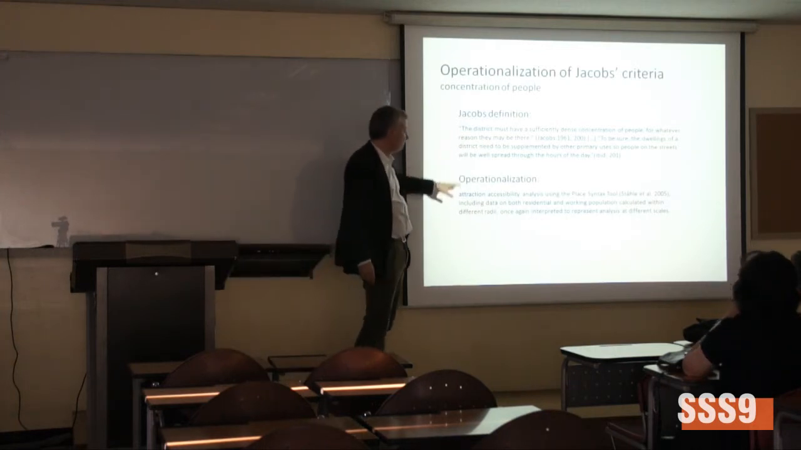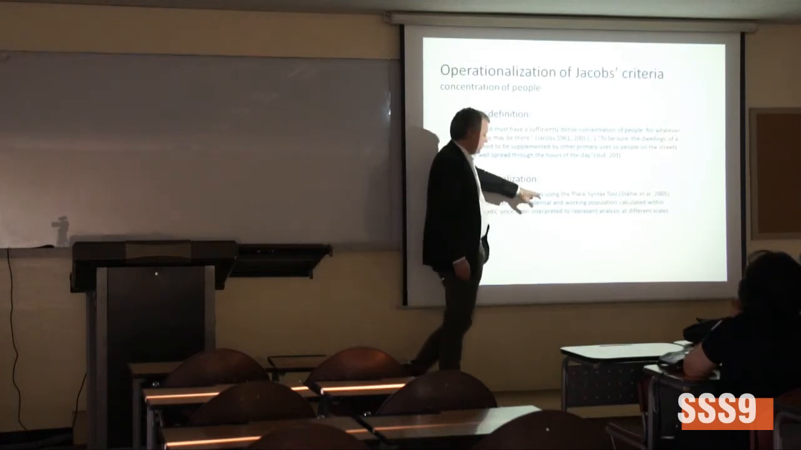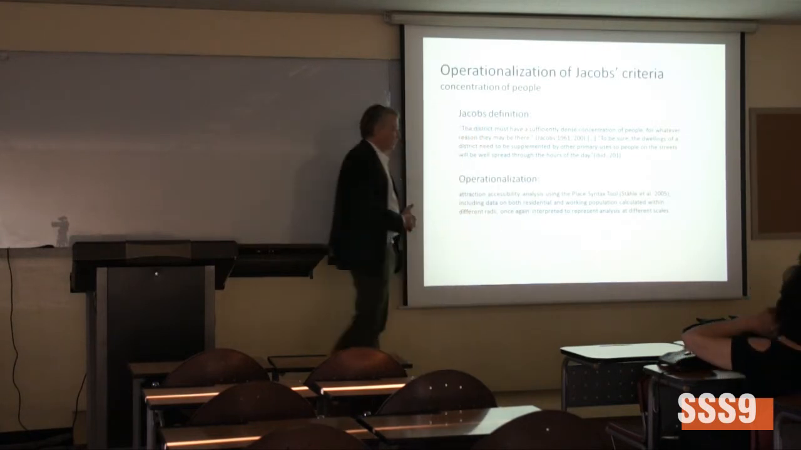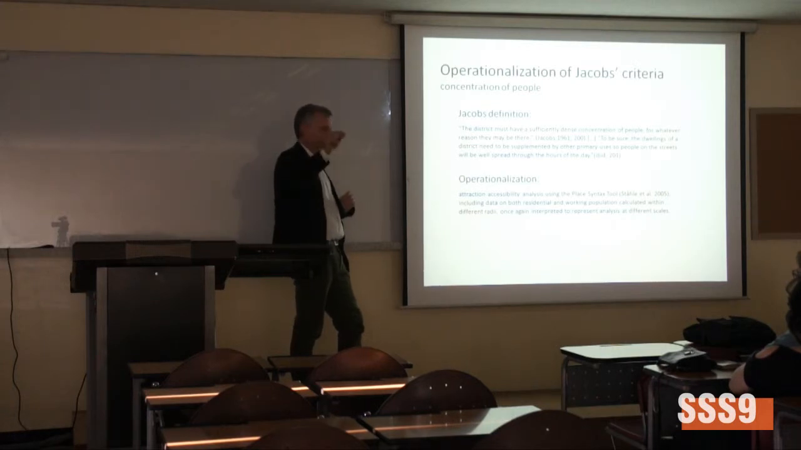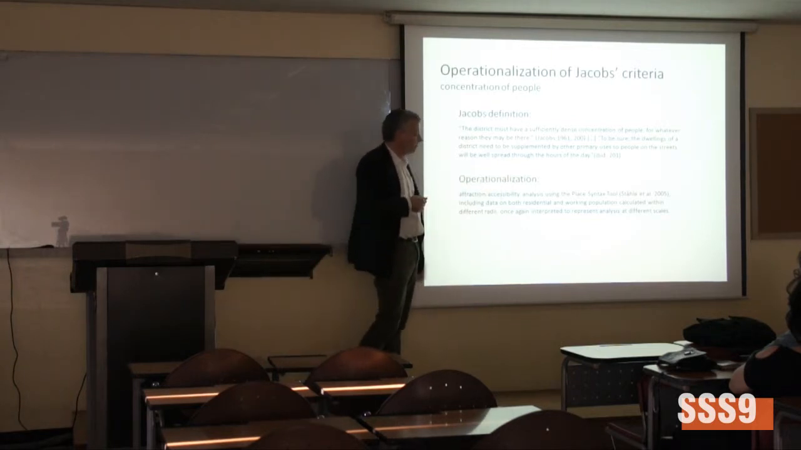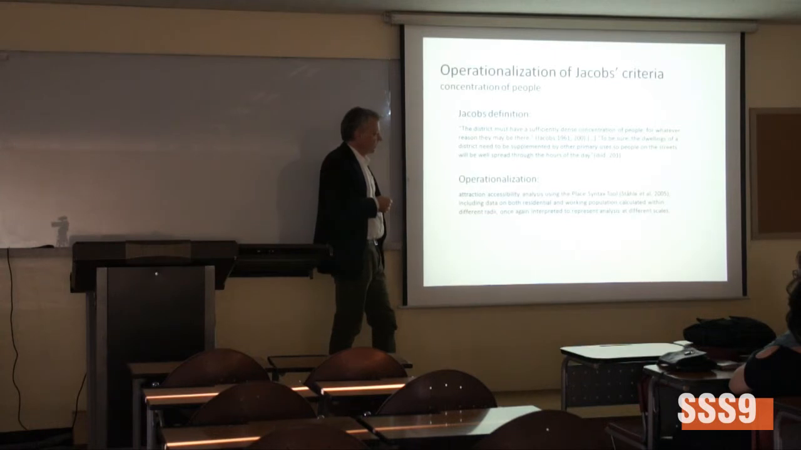And then concentration of people. Once again, of course, there are lots of arguments for that. And that we have put in operative terms by doing what we call attraction accessibility, using the Place Syntax tool, which is a development we have done. It's a basic network tool where we can do all kinds of network analysis. That is, we can calculate the distance to all kinds of attractions that we have data on. So it's a plug-in to the GIS MapInfo, where anything that you have location data on, you can calculate the accessibility to.